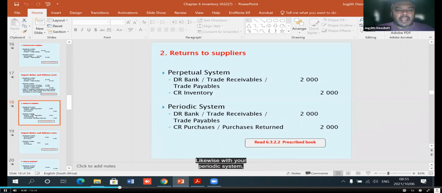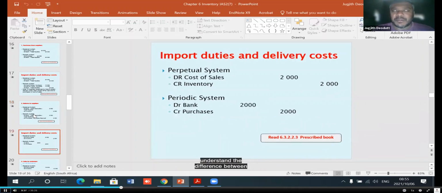Correspondingly. Okay. Likewise, here again, you do the same thing. Only thing you're doing is crediting purchases. So I think that's what you need to understand, the difference between product inventory.